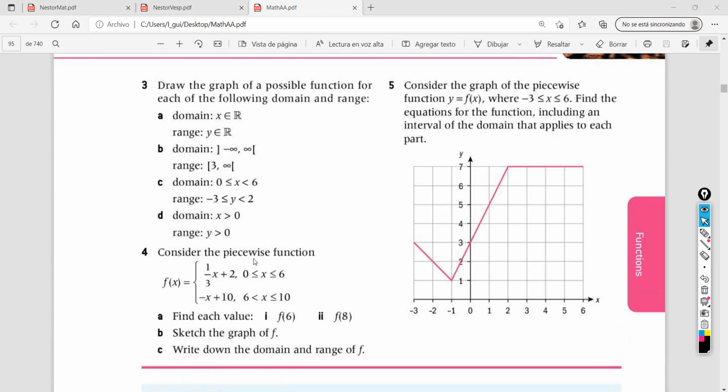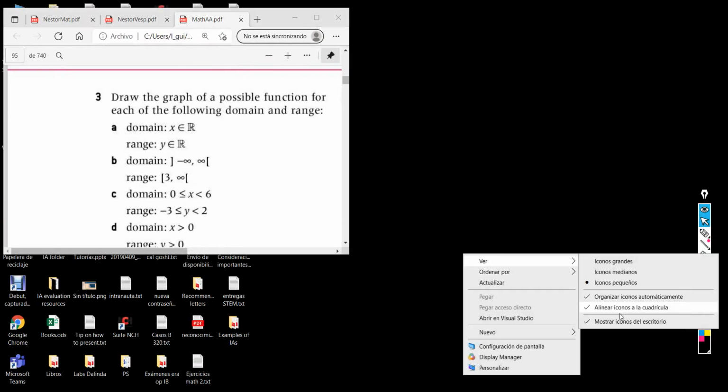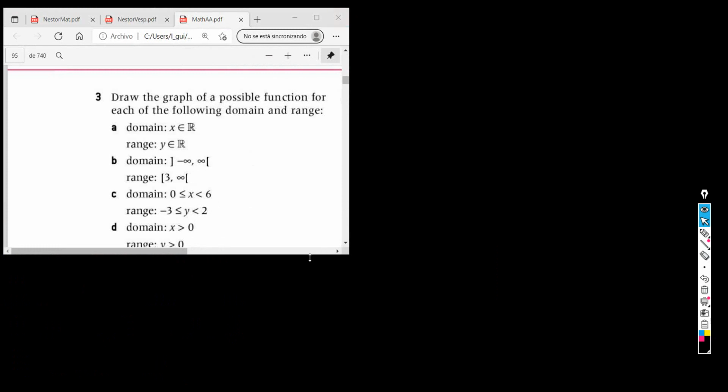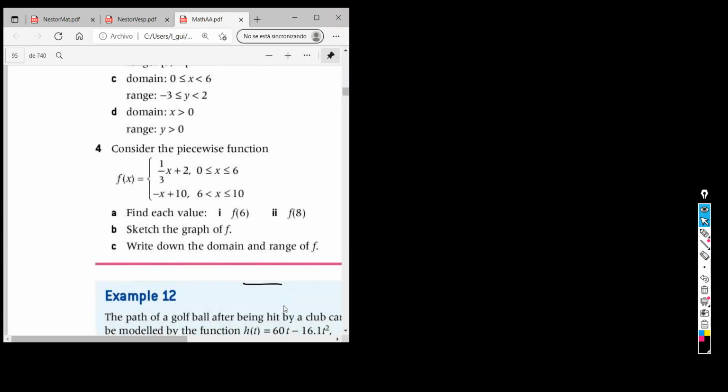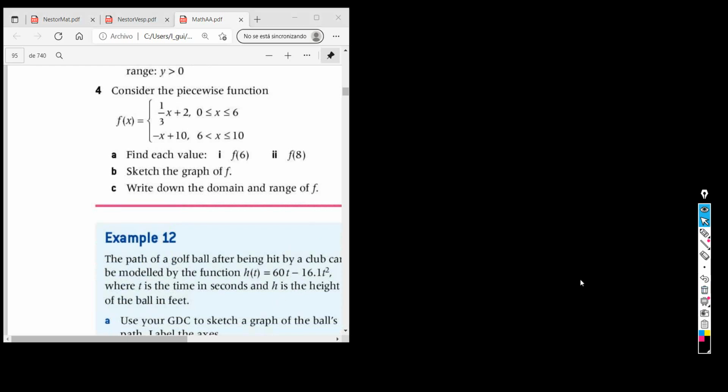Number 4, consider the piecewise function. This function, guys, behaves in this way over this part of its domain from 0 to 6, and this function f behaves in this way over this part of the domain from 6 to 10. Okay, so let's actually draw this. Let me minimize this thing. Let's do this.